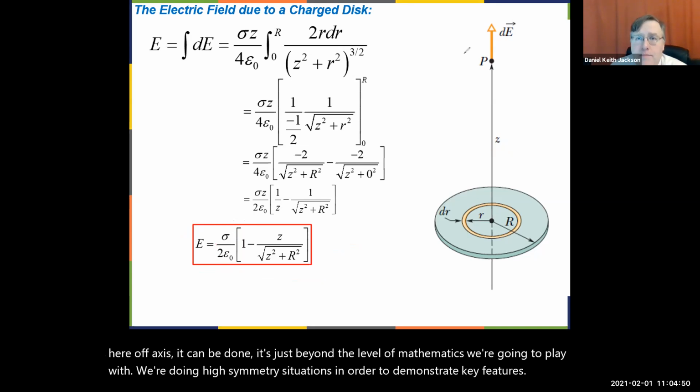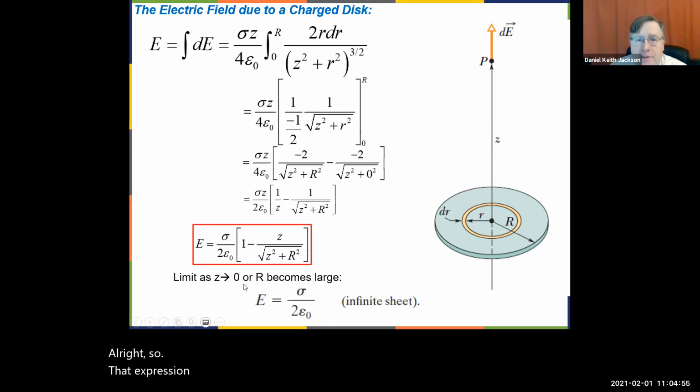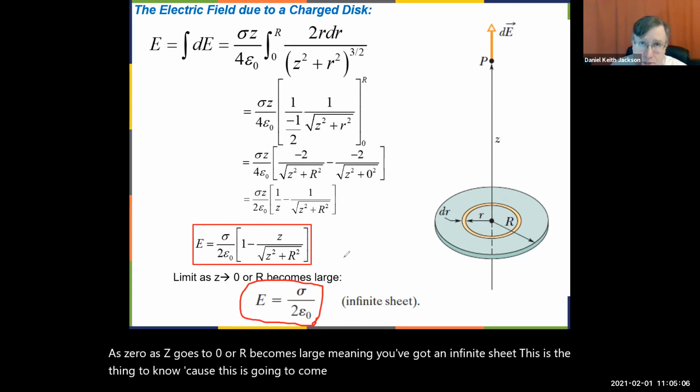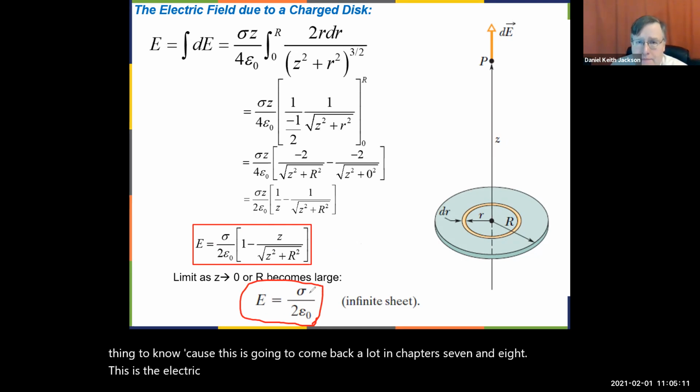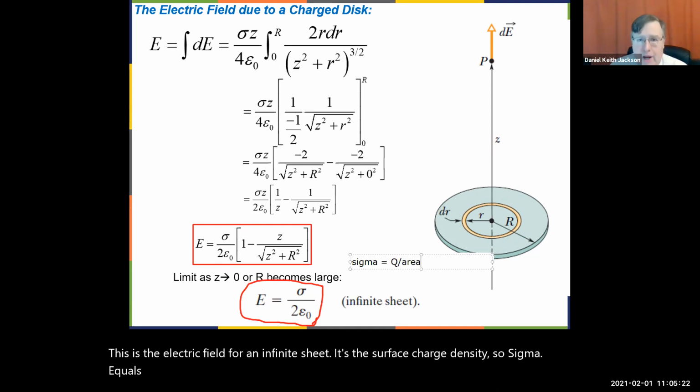All right, so that expression, as z goes to 0 or r becomes large, meaning you've got an infinite sheet, this is the thing to know, because this is going to come back a lot in chapters 7 and 8. This is the electric field for an infinite sheet. It's in terms of the surface charge density, so sigma equals Q over area. That's what the sigma represents, so be aware of that.